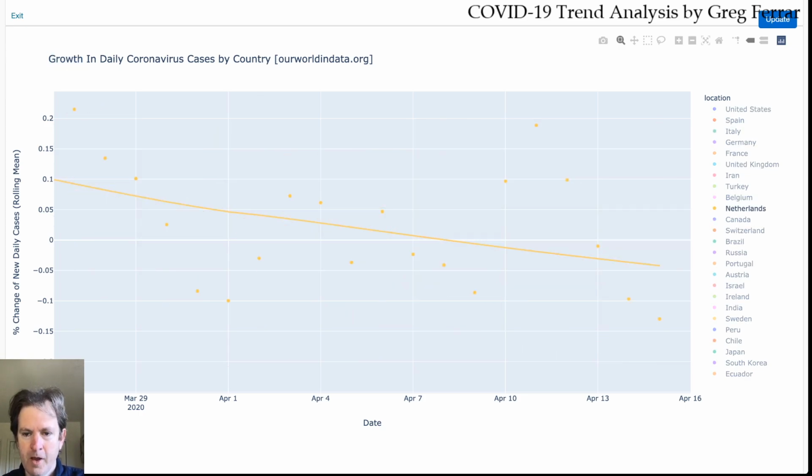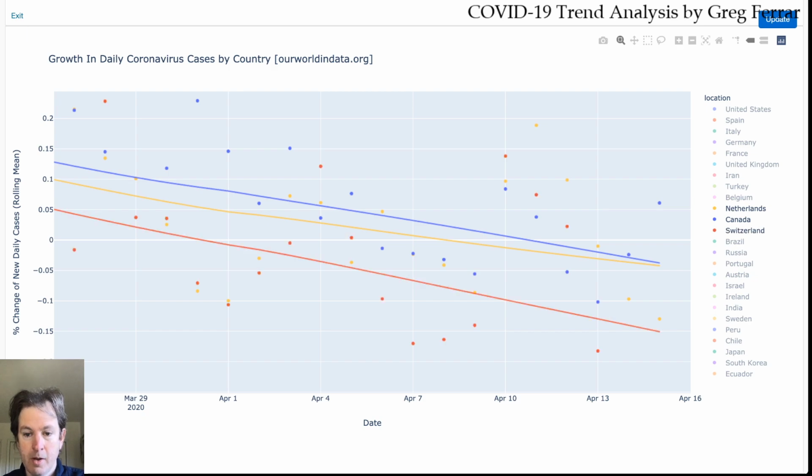Netherlands, fine. Canada, fine. Switzerland, fine. Well, more than fine. Switzerland's doing really well, sharply downward, and 15%.